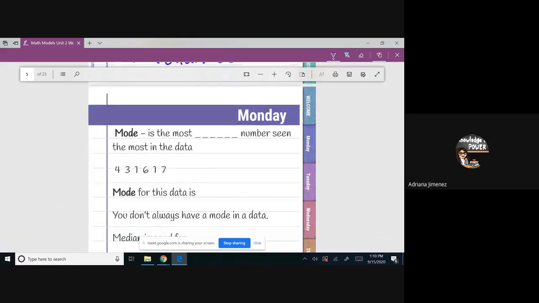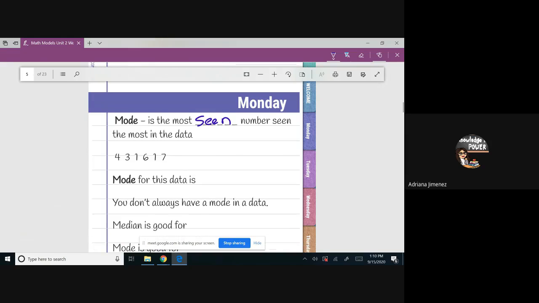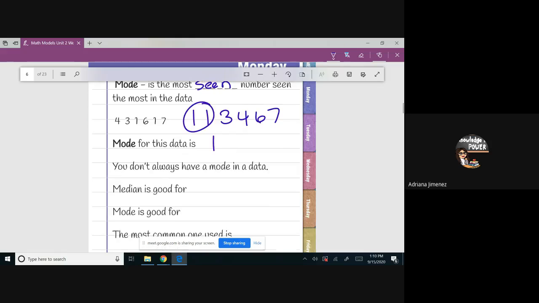The mode is the most seen or repeated number, if you want to say. So we put them in order again. 1, 1, 3, 4, 6, and 7. The mode for this one is 1 because that's the one that I see twice. Sometimes you don't have a mode. Sometimes you do have a mode.